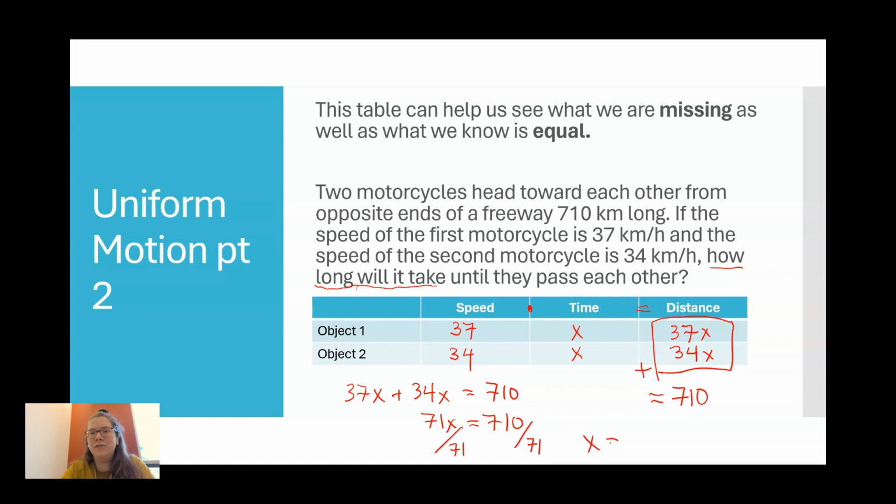So in this extremely magical problem, these motorcyclists are driving for 10 hours straight, never changing their speed, never stopping to go to the bathroom until they pass each other. Truly absurd, but it does help us practice setting up and solving algebraic equations. Let's do another.